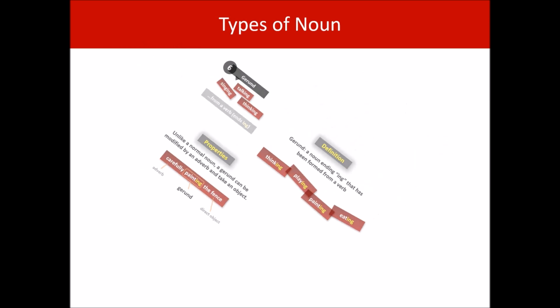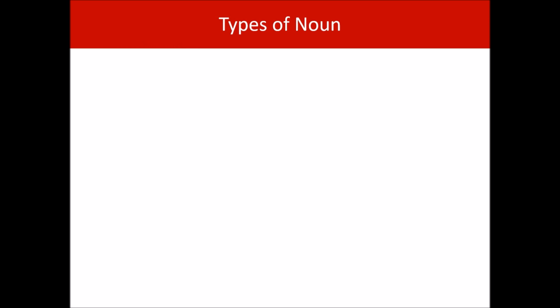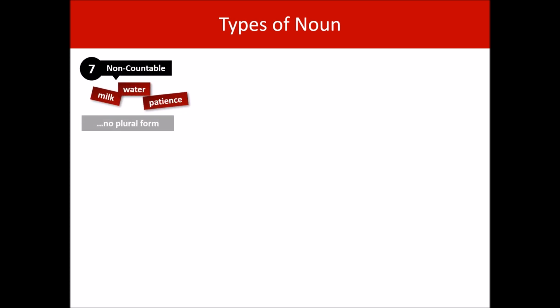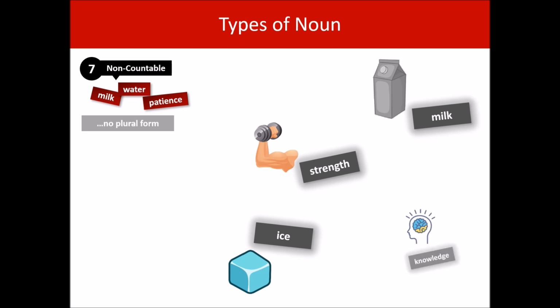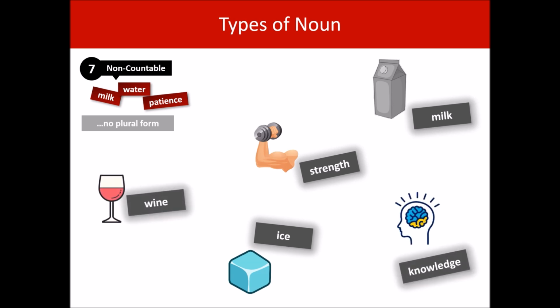That's enough about gerunds. We're going to talk a little bit more about gerunds under verbal noun, which is number 9. But for now, we're on number 7. Non-countable nouns. Milk, water, patience. These are nouns with no plural form. So strength, milk, ice, knowledge, wine. Now these sometimes can have plural forms when you're talking about categories of that noun. And there's a little bit more about that on the website under non-countable nouns. But generally these are nouns that don't have a plural form and they are non-countable nouns.